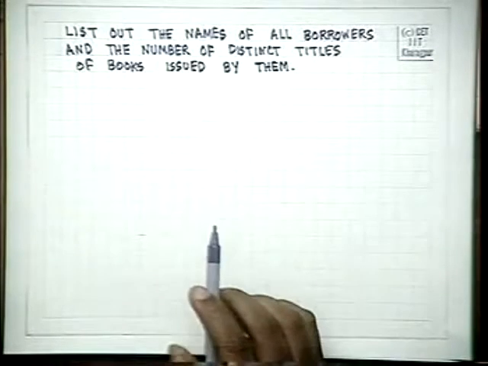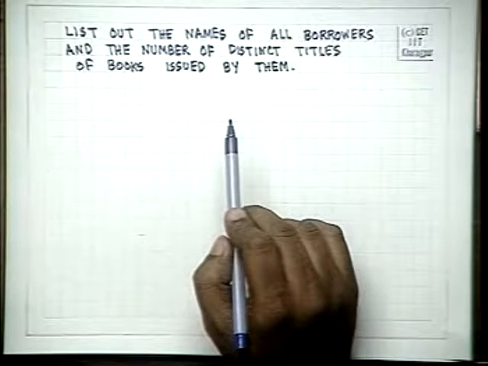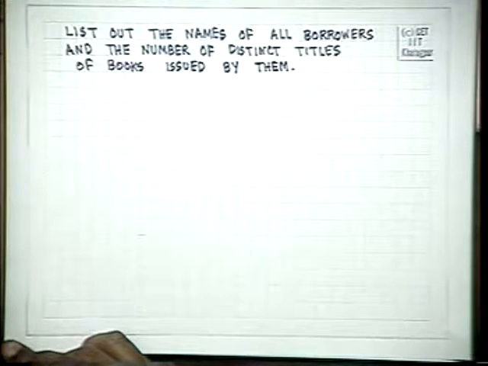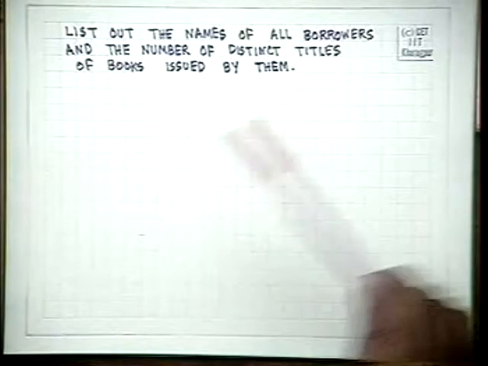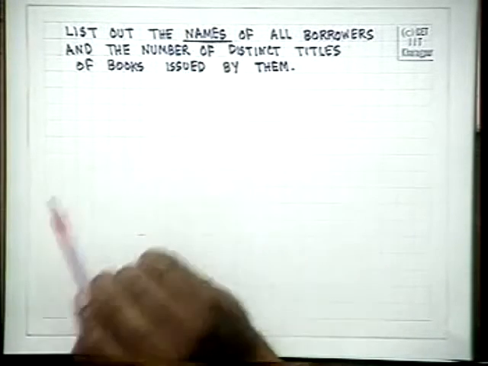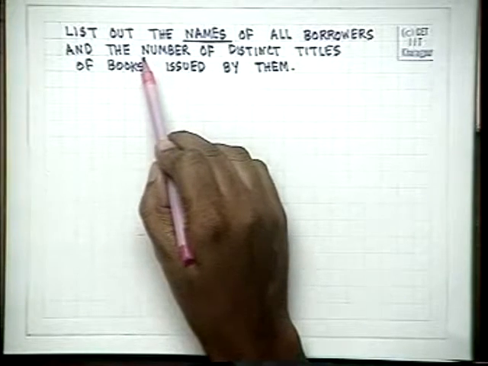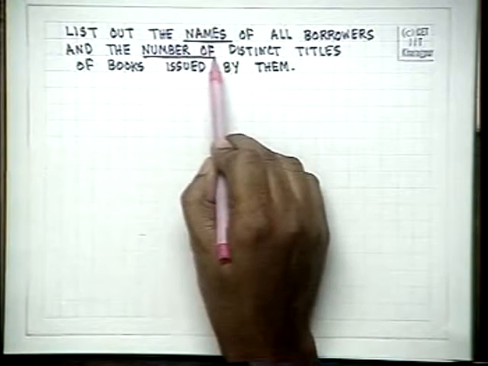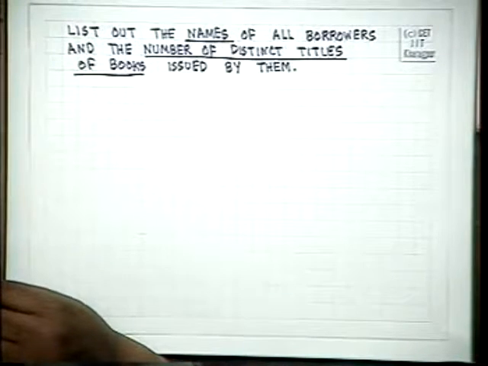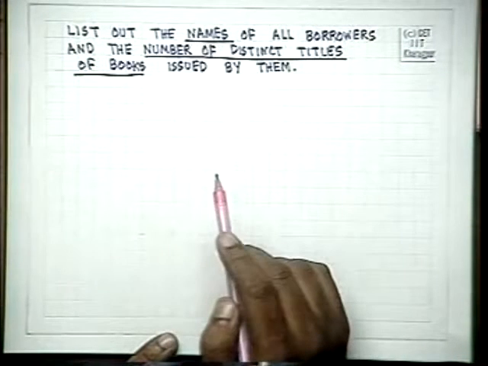We will take an example. A question was asked regarding distinct, the use of the distinct function here. So we will take an example which tries to answer that question. List out the names of all borrowers, that is B name, and the number of distinct titles of books issued by them. Now the first thing, we will not be able to get this from a single relation. We will require two relations.